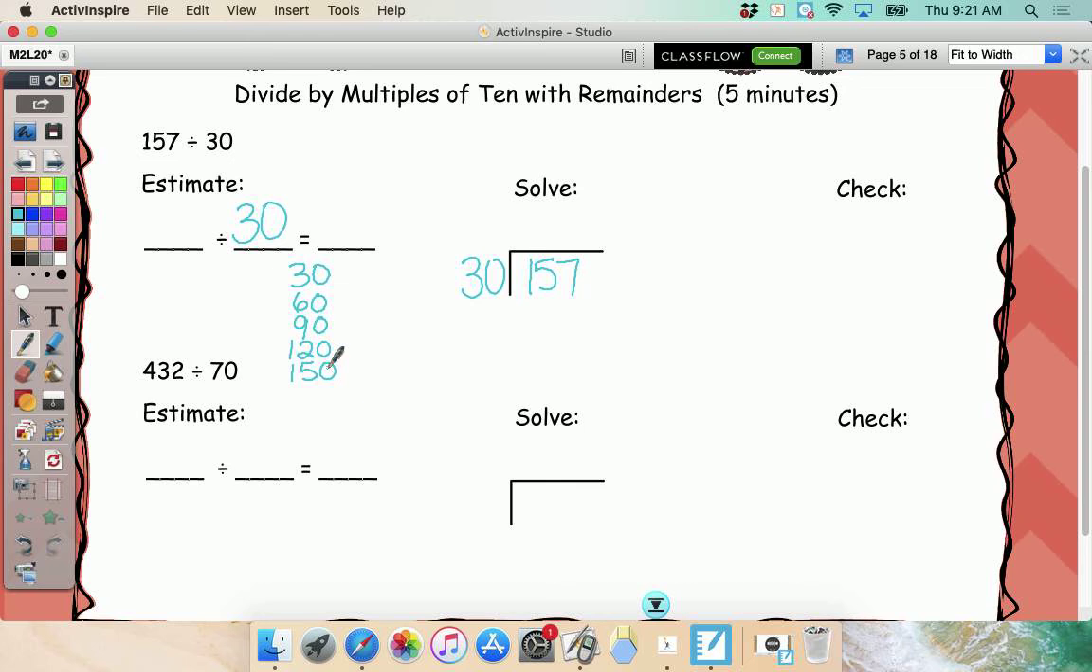And then. Okay, so now I'm going to estimate. So when I estimate, that means I fill in the rest of this division problem. This is my estimate. So which number here in my skip counting or my multiples is closest to 157? 150. So write that down. Now we're going to go ahead and divide. 15 divided by 3. 5. Now, I'm ready to do the steps to long division.